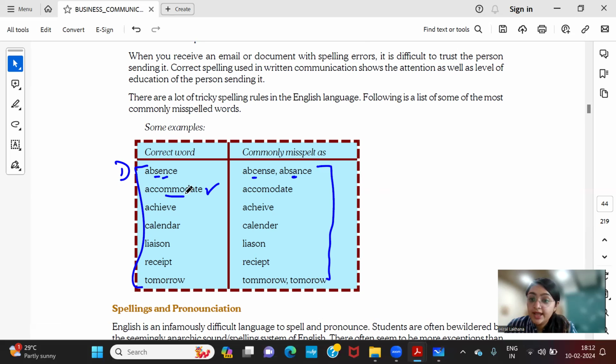Similarly, we have accommodate, wherein the actual spelling consists of two Ms, but there are chances we might just write one M. In the case of achieve, we might be interchanging the E and I. Similarly, for calendar, instead of an A, we can have an E. Then there is liaison, with an additional I, which is missing in our misspelled word. And for receipt, instead of using EI, we might use IE. In the case of tomorrow, the example that we took earlier, we might insert two Ms or a single R and a single M. If we look at these single-handedly, they look like the correct spellings. However, it is to be ensured that we are using the correct spelling anytime there is written communication.